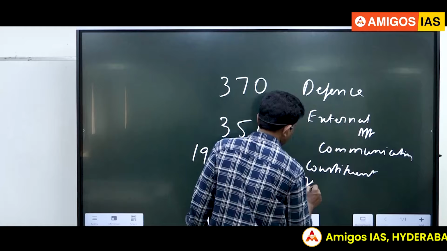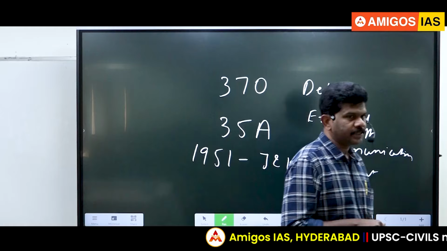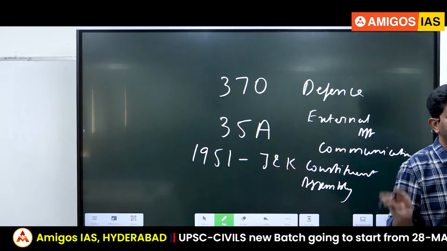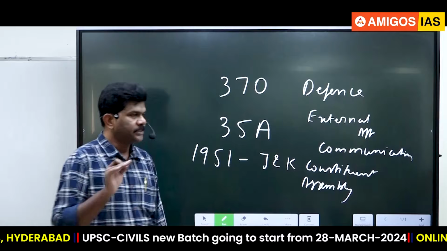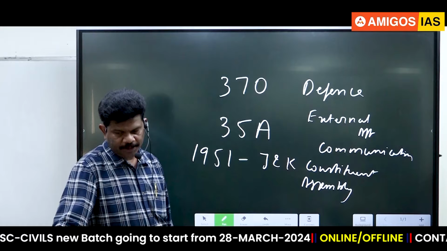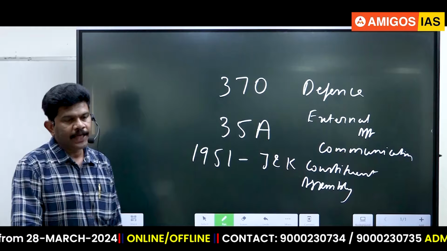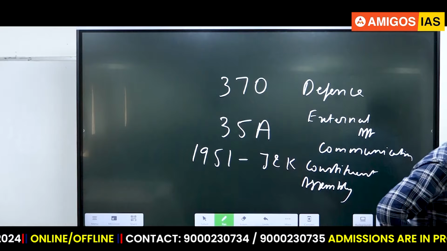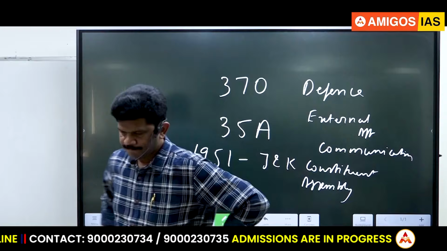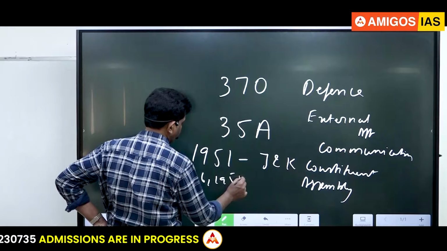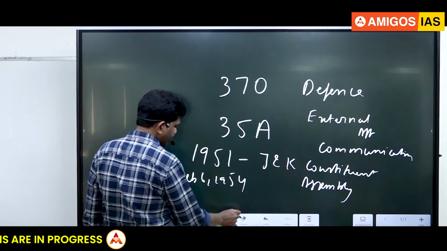So what is the purpose of Constituent Assembly? To prepare a constitution. When was Indian Constituent Assembly formed? December 9, 1946, first meeting was there. Like that, J&K had a separate constituent assembly. Then, next one. The constituent assembly ratified the accession of Jammu and Kashmir to India on February 6, 1954.